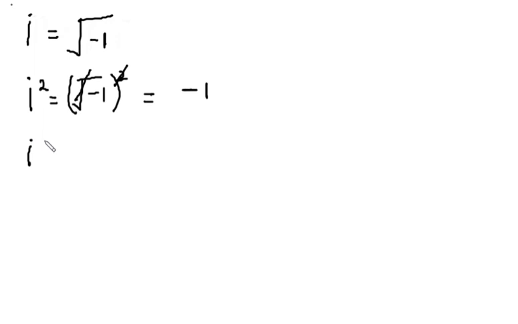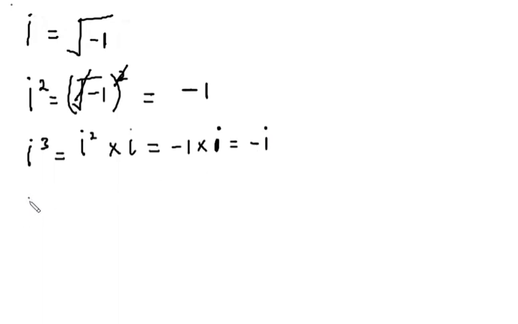So when we have i cubed, we could say this is i squared times i, because if we add up the powers of i here, it's a power of 2 and a power of 1. So this should be equal to i squared, which we know to be minus 1, times i. Minus 1 times i is minus i.